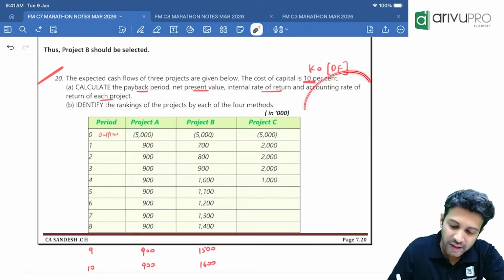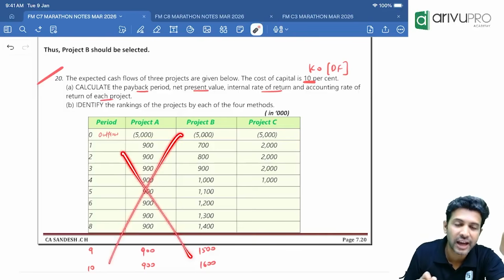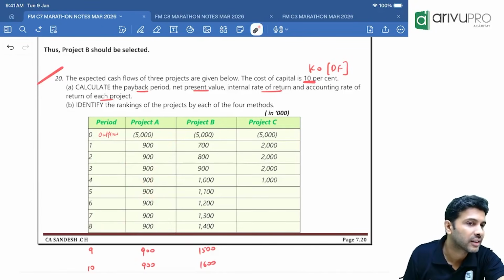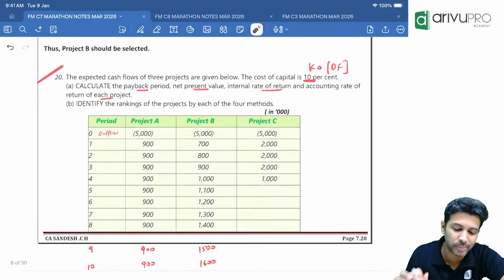NPV I don't have to go for. ARR is what I had to discuss once. So for ARR, we don't need cash flows. We need PAT. PAT is given as missing. So now you calculate. Let's see for 2 minutes. How do you calculate? We did explain this.